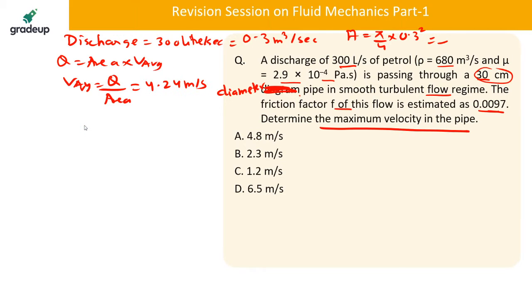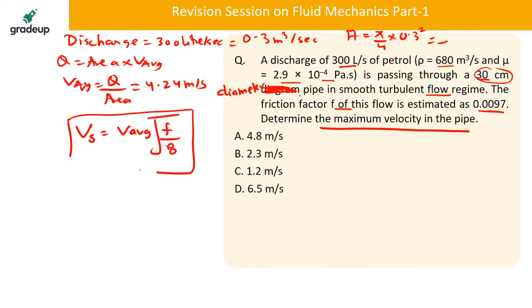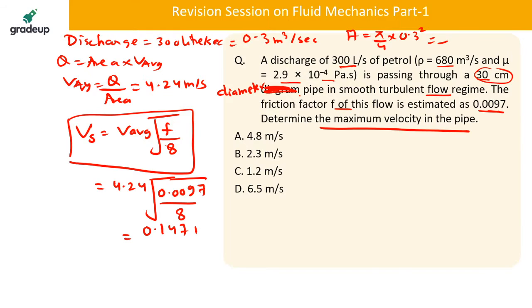Now you know that shear velocity is equal to average velocity into root of f by 8. I have just told you the formula for the shear velocity. So shear velocity is equal to 4.24 root of f, that is 0.0097 divided by 8. So you will get the value of shear velocity from here. The shear velocity will be equal to 0.147 meter per second. Clear? So you have got the value of shear velocity.